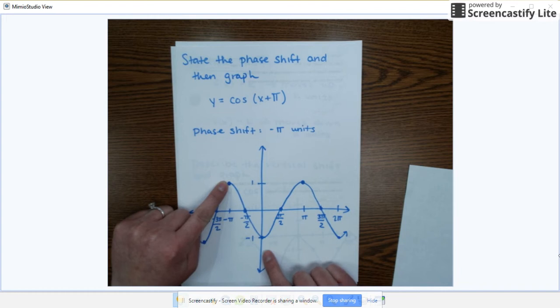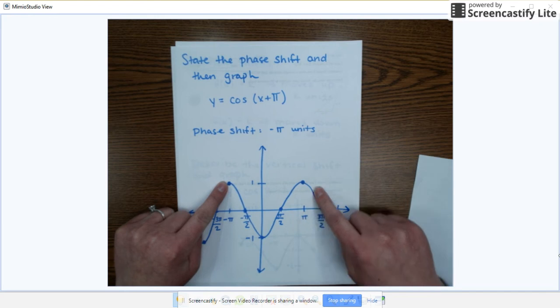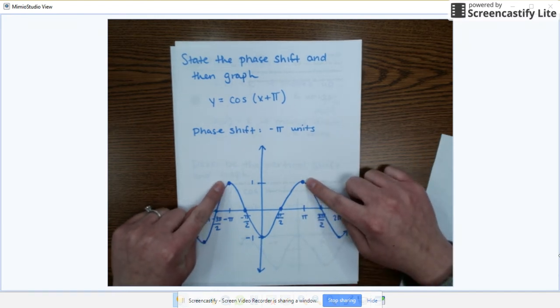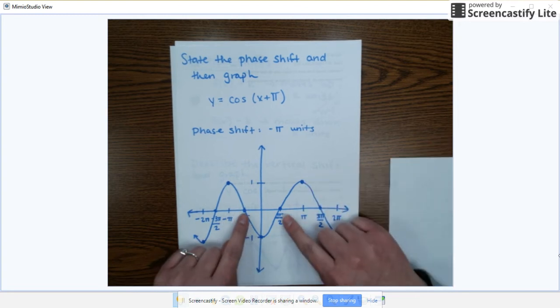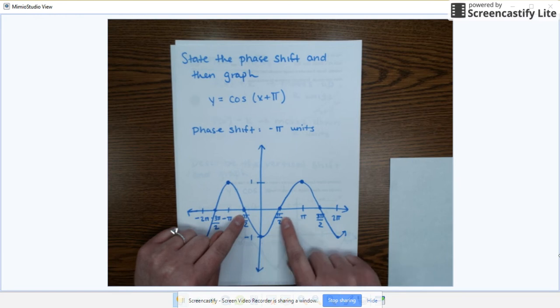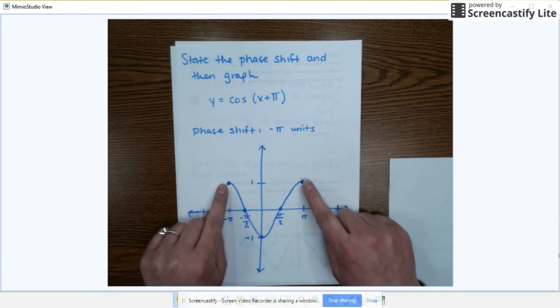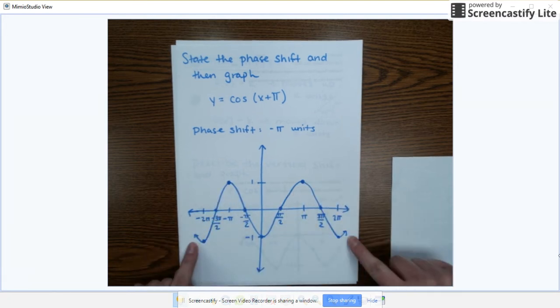Our period is still 2 pi, so we're going to go from negative pi to positive pi. That would be a distance of 2 pi. So we know we're going to start and end in the same spot, so up at 1. We know halfway between that, so on the y-axis we would be down at our minimum, which is -1. And then we cross the x-axis halfway between negative pi and 0, so at negative pi halves and then pi halves. So again, there between negative pi and pi is one cycle, and then you can just continue the pattern to the left of negative pi and pi.